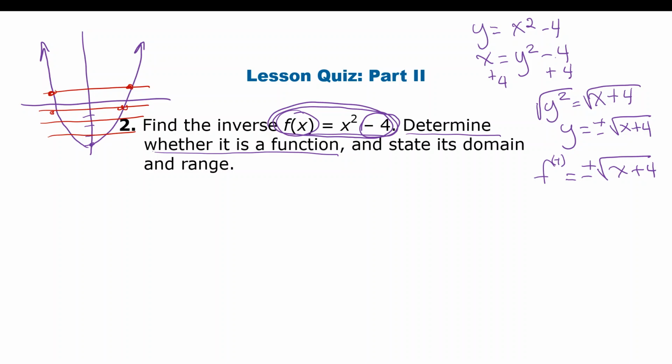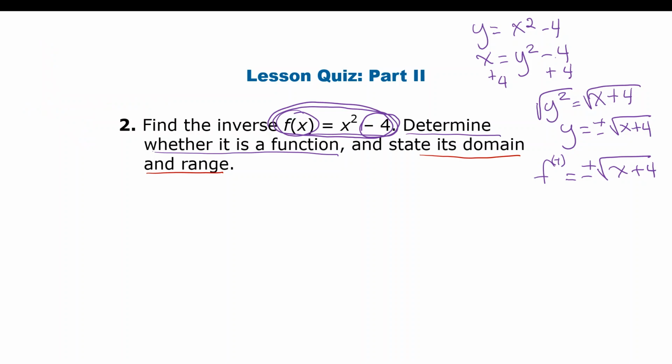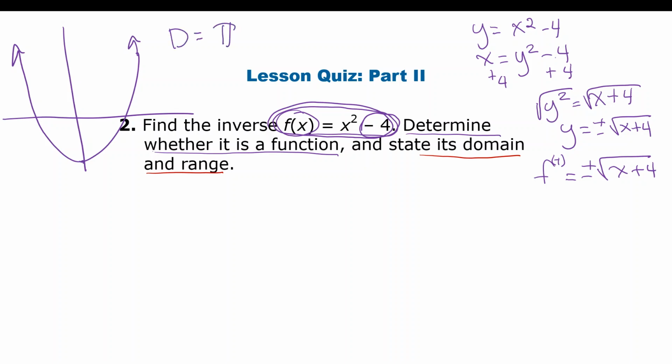All right, and the final thing that we need to do is state the domain and range. So let's go back and clean all this up for a second. Let's look at our domain and range again. All right, so for our original function, it was down here like this. And our domain is going to be all real numbers. But the range, notice, the range can't be any less than negative 4. So it's going to be y such that y is greater than or equal to negative 4.